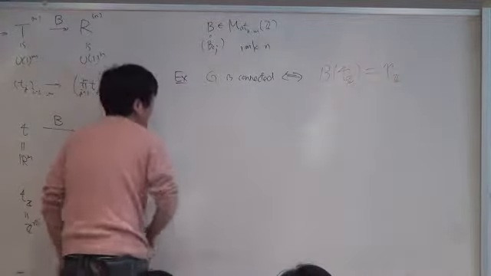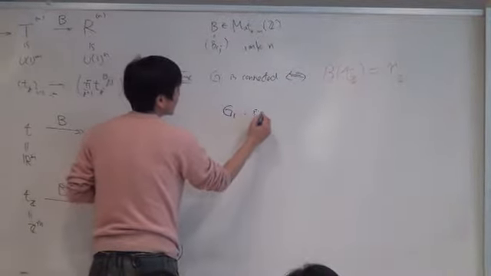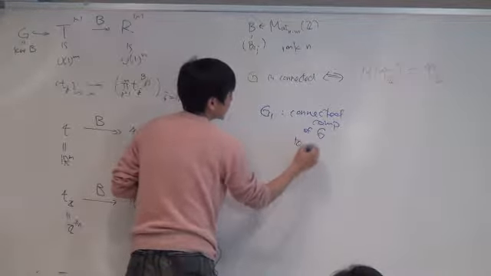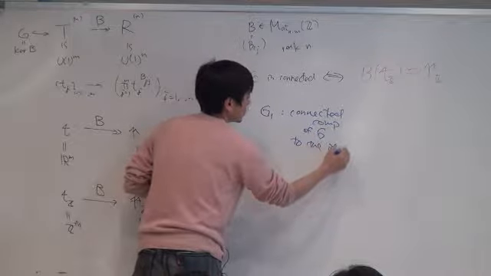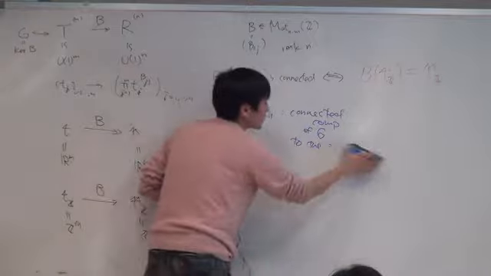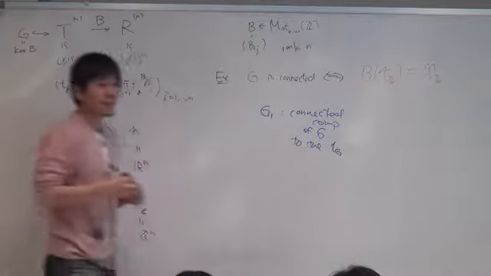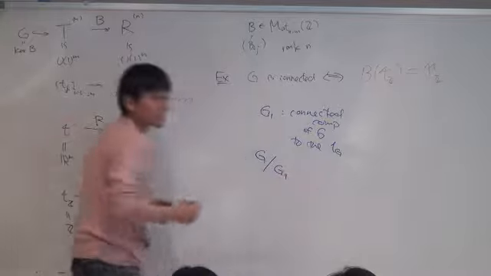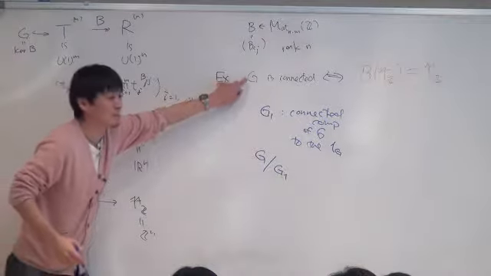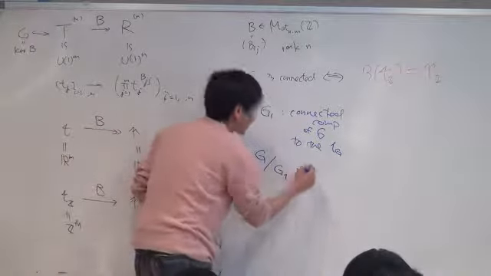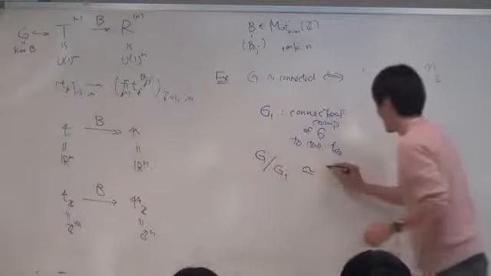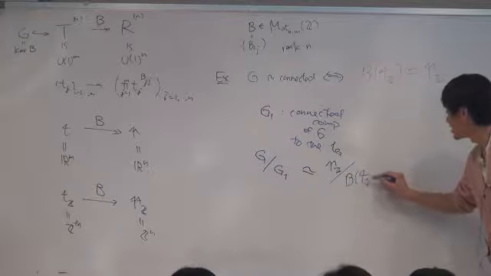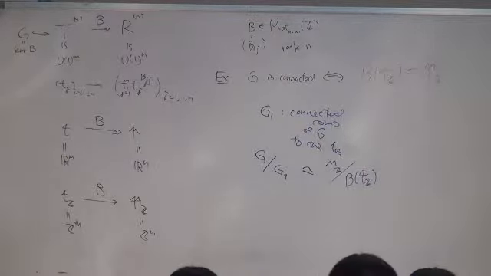Say G1 is the connected component of G to the identity. Well, how can I say? It's the connected component of the identity elements. And G divided by the connected component, so this is the disconnectedness of this abelian group, right? It's isomorphic to RZ modulo B TZ. Yeah. So this is better than this equivalence relation.